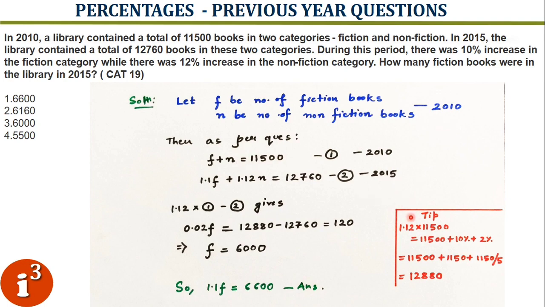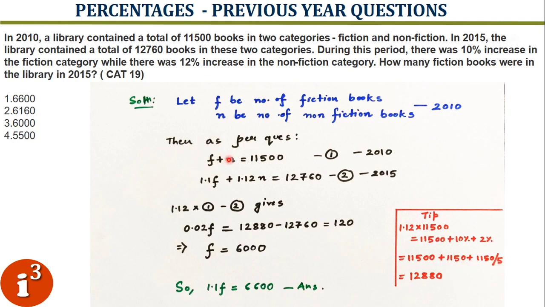So what you basically do, you know that 1.12 means 12% increase. 12% means 11,500 plus 10% plus 2%. 12% is 10 plus 2. What is 10% of 11,500? Simply 1150. What is 2%? 10% by 5 means 1150 by 5. So 11,500 plus 1150 plus 1150 by 5. In 3 to 4 seconds you can calculate this: 12,880.